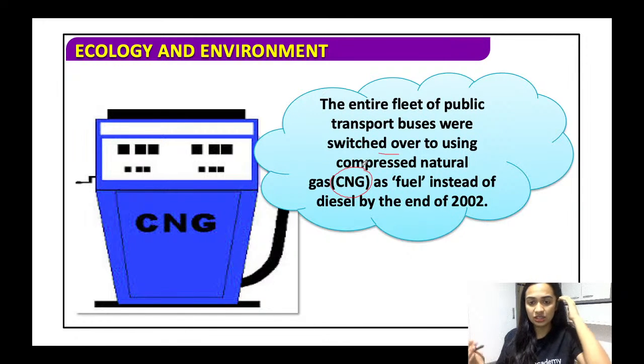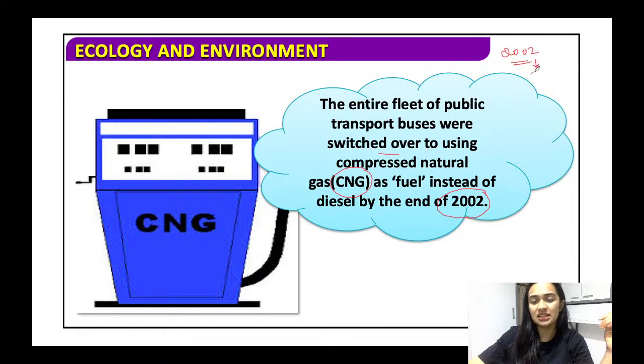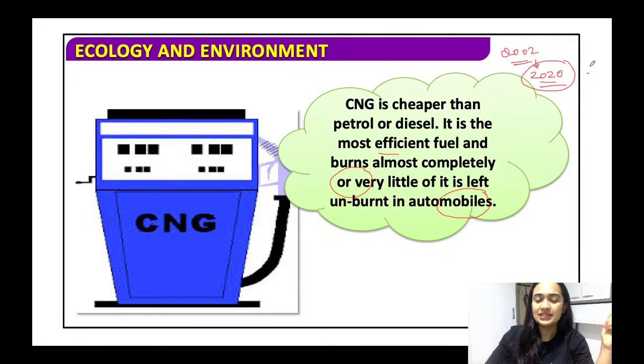CNG is a much eco-friendly option, ये instead of diesel by the end of 2002. 2002 में ही हमने स्टेप ले लिया था, but still in 2020 we are facing the same problem again. We are using CNG in Delhi still. Now, CNG is cheaper than petrol or diesel and it is the most efficient fuel. तो advantages of CNG पूछे तो ये याद रखना कि क्या क्या है. And it burns completely and very little is left unburnt. तो जब unburnt part कम हो रहा है, like I mean the waste is less, तो release भी environment में कम होगा, तो it becomes eco-friendly.